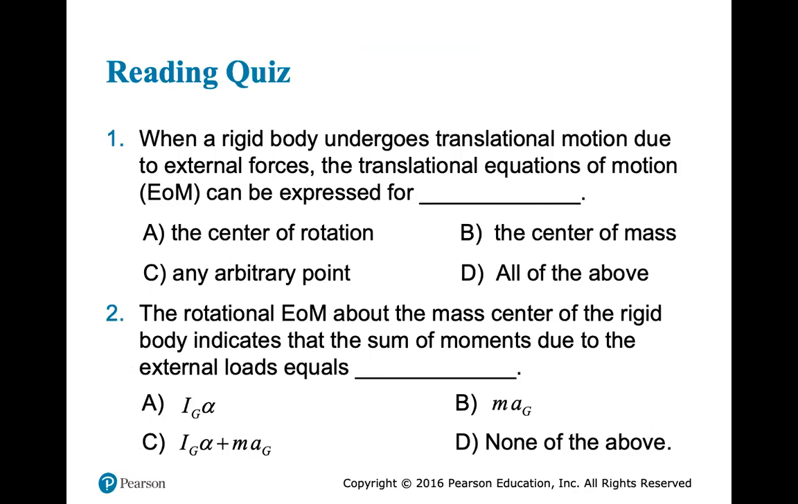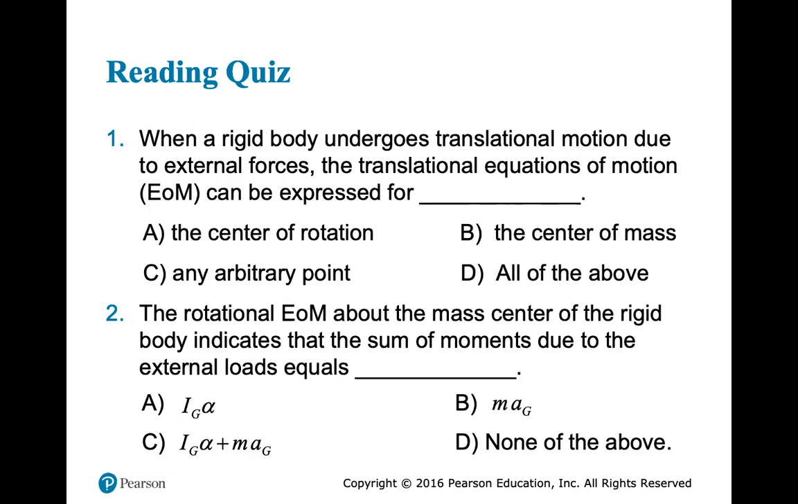Here's our reading quiz for the day. When a rigid body undergoes translational motion due to external forces, the translational equations of motion can be expressed for: center of rotation, center of mass, arbitrary point, all the above. The best answer is B. The equations of motion naturally describe the motion of the center of mass.